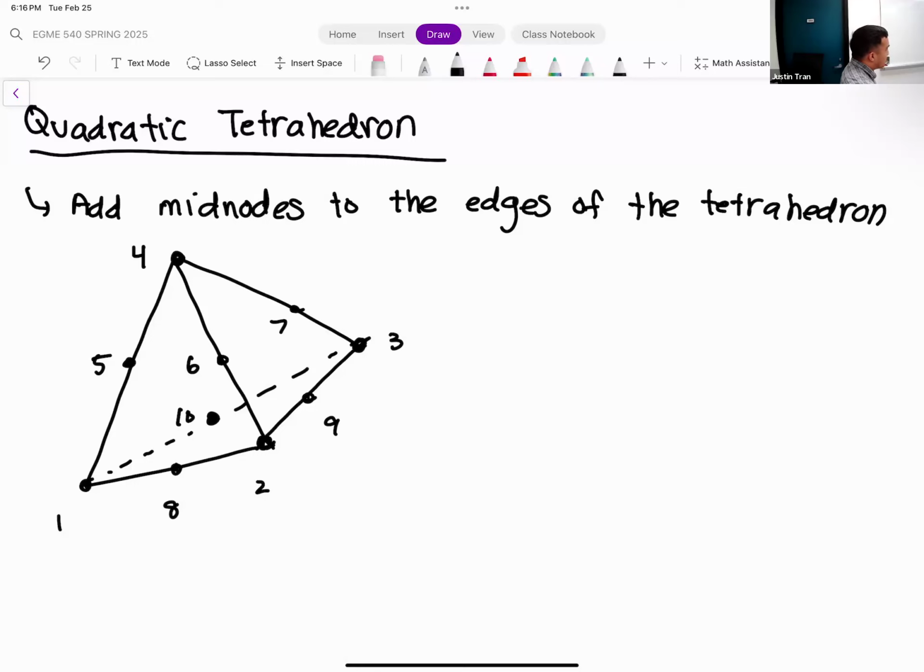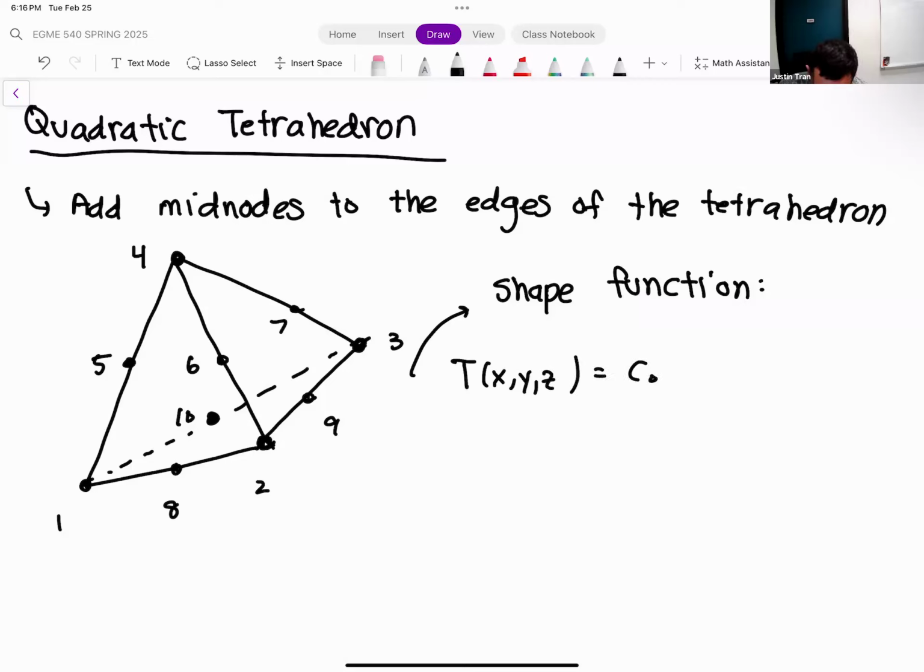Okay, so that means our element now is going to have 10 nodes. That means our shape function is going to have 10 terms. Okay, so let's go ahead and draw this. So our shape function here, T of x, y, and z, c0 plus c1x plus c2y plus c3z. So those are all the linear terms that we had from our linear tetrahedron.